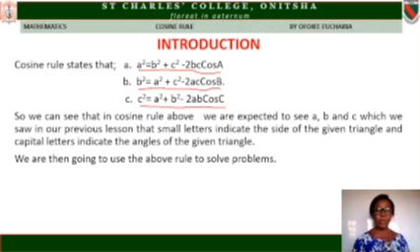And now we move into where we are. So we can say that in the cosine rule above, we are expected to see a, b, and c, which we saw in our previous lesson: small letters indicate the sides of the given triangle and capital letters indicate the angles of the given triangle. We are then going to use the above rule to solve problems.